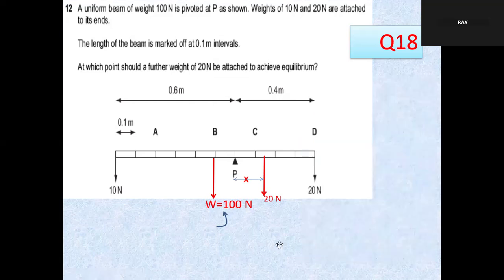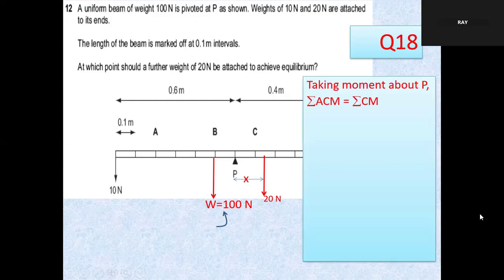Right? Okay, clockwise is 20, 0.1, 0.2, 0.3, 0.4. Sorry, 0.1, 0.2, 0.3, 0.4. 0.4 times 20. Right? 0.4 times 20 is 8 only. So it's not enough. So that's why I choose here, to make it in equilibrium.